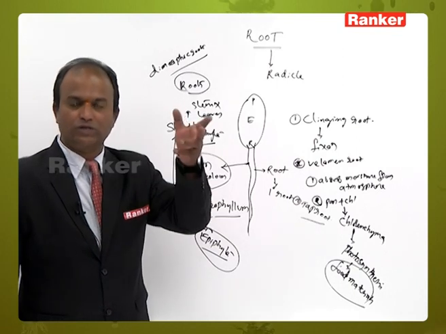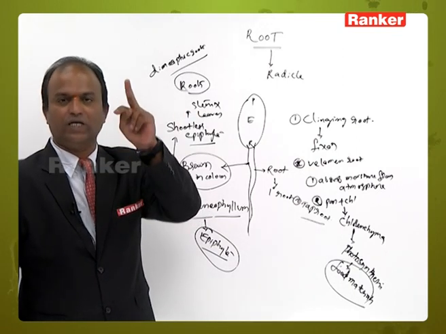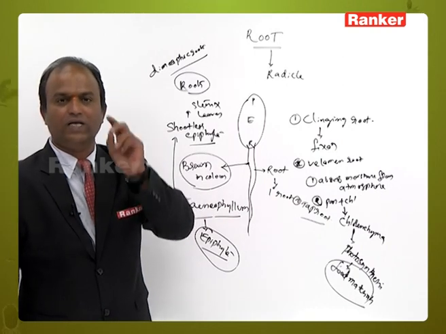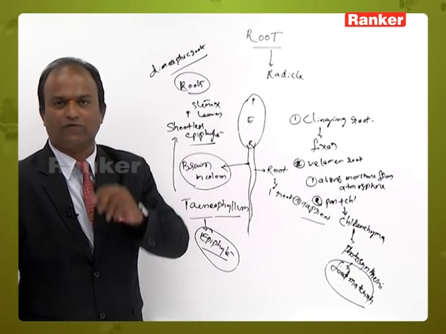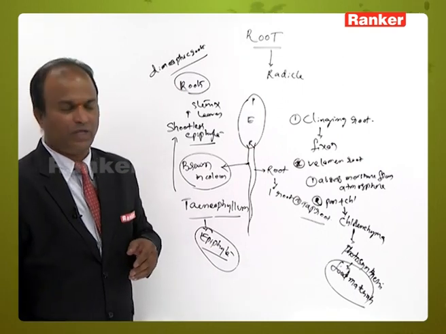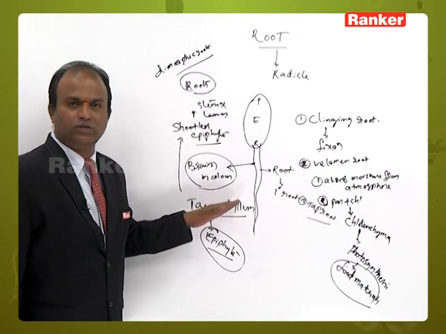That means velamin roots can perform two functions. One is absorption of moisture from the atmosphere, and the second, as it contains chloroplast, it can perform photosynthesis, due to which it can prepare its own food materials. So this is about Taeniophyllum.